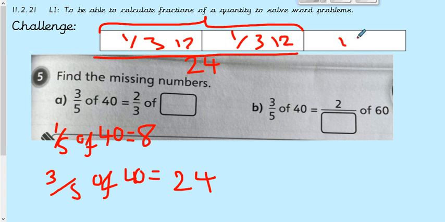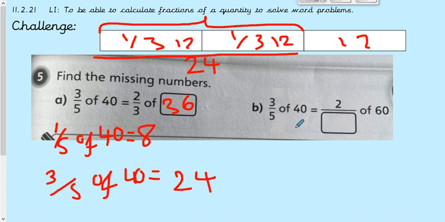So then if you were working out the whole amount of it, it would be 12 times 3, which is 36. So 3/5 of 40 equals 2/3 of 36. These are really horrible, nasty questions. So don't worry if you didn't really understand them or didn't even bother to attempt them, because they are very tricky.